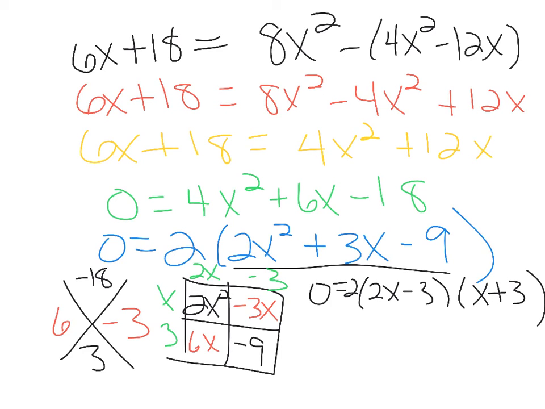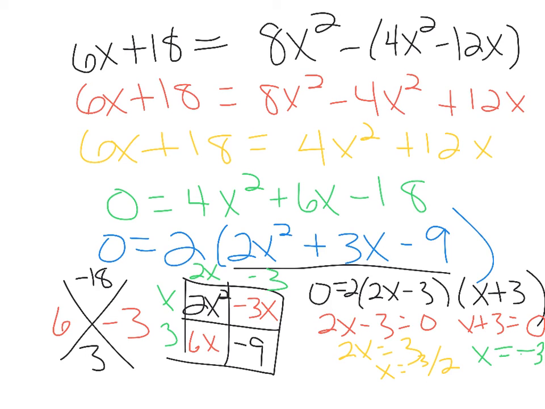Now applying the zero product property, I can set each of my factors equal to 0 and solve. So 2x minus 3 equals 0, and x plus 3 equals 0. I'm going to solve my first equation by first adding 3 to both sides of the equation to get 2x equals 3, and then divide by 2 to get x equals 3 halves. My second equation, I'm simply going to subtract 3 from both sides to get x equals negative 3. So at this point I have two solutions, 3 halves and negative 3.